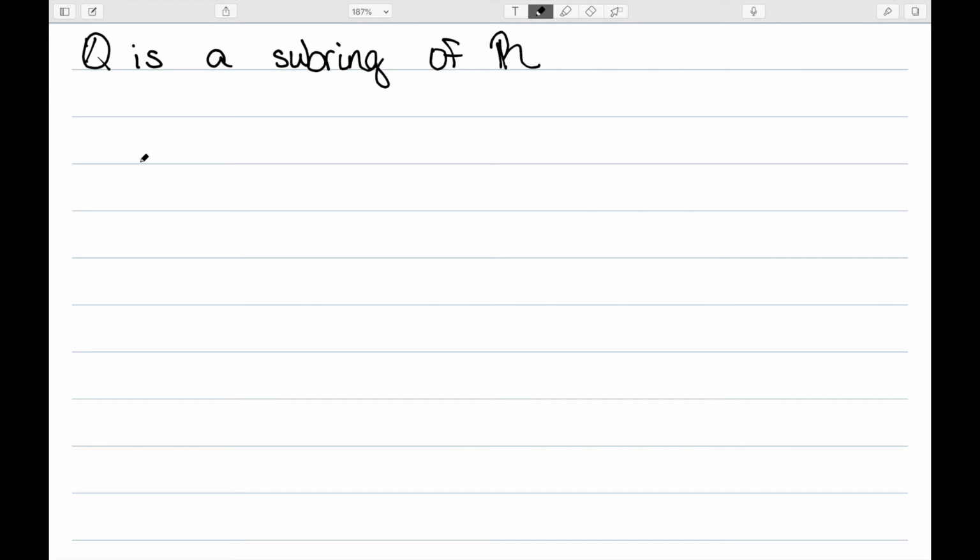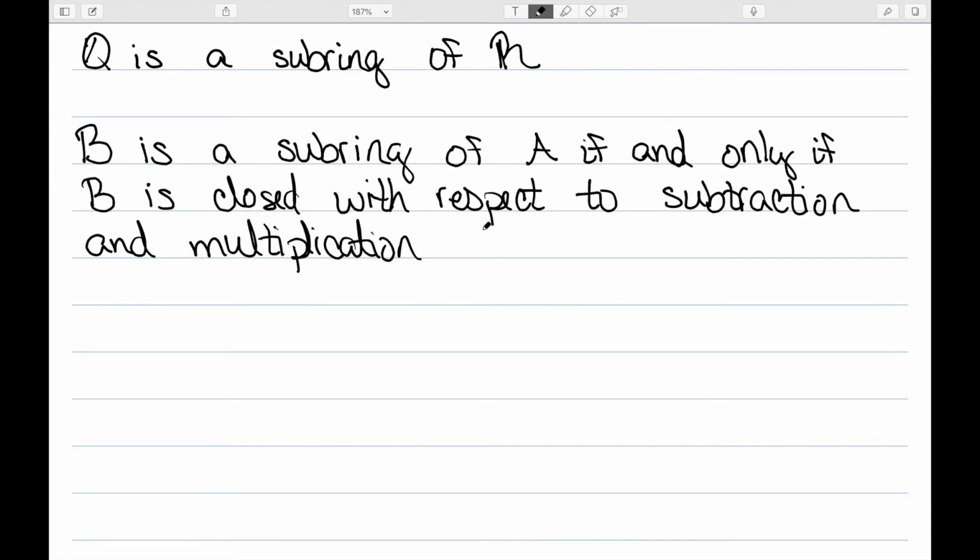But there's also a more compact way of checking that a set B is a subring of A. We can say that B is a subring of A if and only if B is closed with respect to subtraction and multiplication. And this is because B is closed with respect to subtraction if and only if it's closed with respect to both addition and negatives, since subtracting is adding the negative. So let's see about using this in some examples.